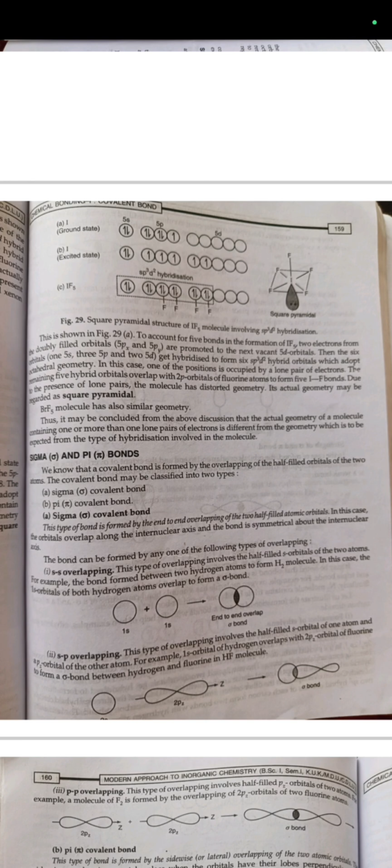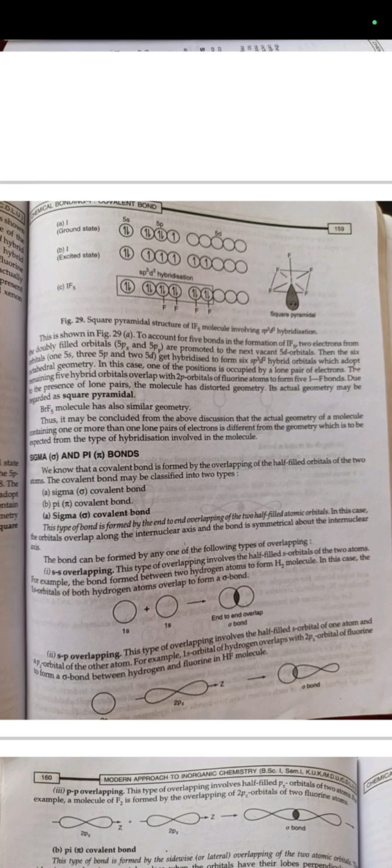The bond can be formed by one of the following methods. First, s-s overlapping. Second, s-p overlapping. s-s overlapping. This type of overlapping involves the half-filled s orbitals of the two atoms. For example, the bond formed between two hydrogen atoms in the H2 molecule, in which the 1s orbitals of the hydrogen atoms overlap to form a sigma bond.